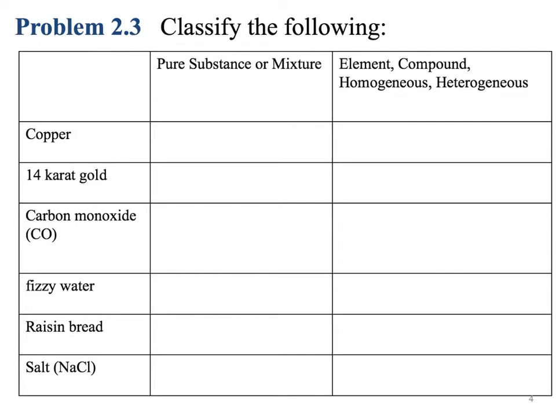Copper. Copper is a pure substance and it is an element. 14 karat gold is a mixture, and it's a homogeneous mixture because by just looking at it, it's hard to tell what the components of this mixture are.